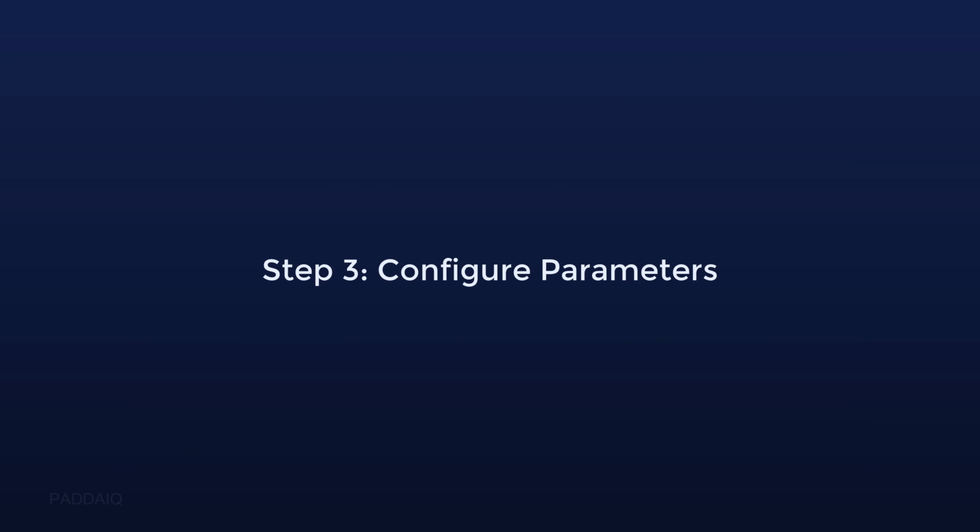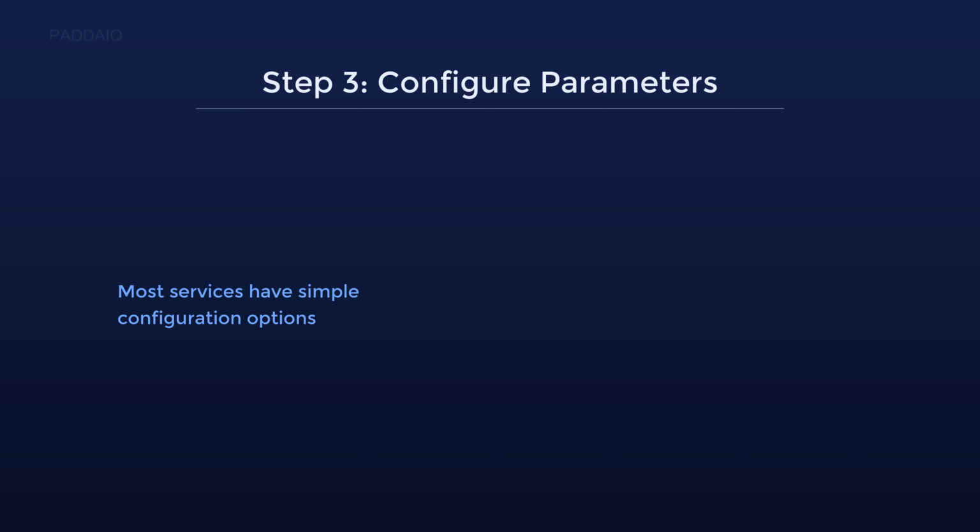Step 3. Configure parameters. Most services have simple configuration options. This means you typically just set basic values like region or memory limits without complex coding. For example, configuring an SAP HANA Cloud instance mainly involves selecting your preferred cloud provider and specifying database size. These straightforward settings let you quickly activate services for your needs.